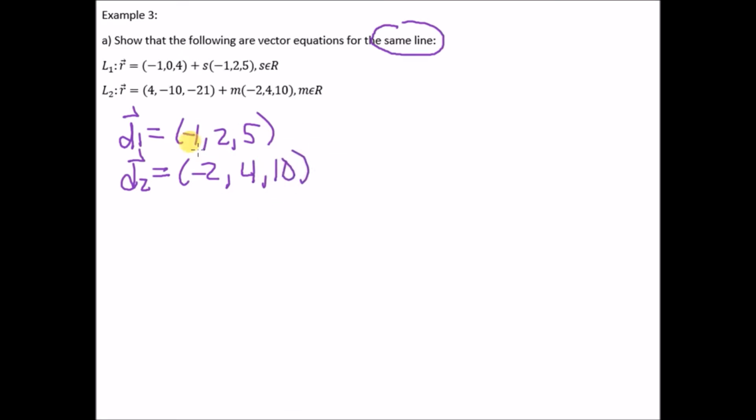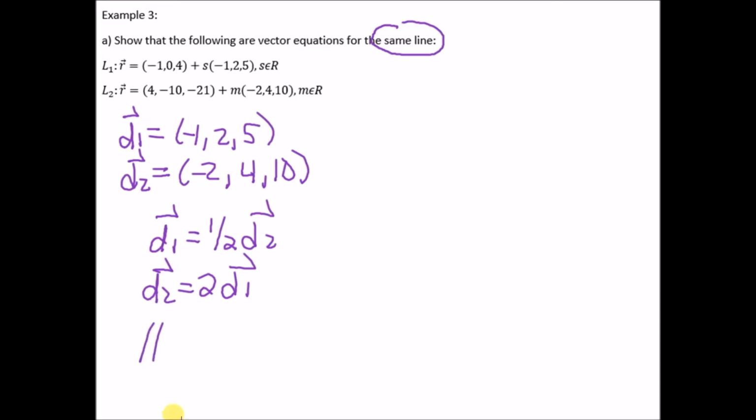So when I look at these, I know that negative 1 times 2 equals negative 2, 2 times 2 equals 4, and 5 times 2 equals 10. So therefore, I can say direction vector 1 equals 1/2 of direction vector 2. Or we can write it D2 equals double D1. Either way, we know that these lines are at least parallel.